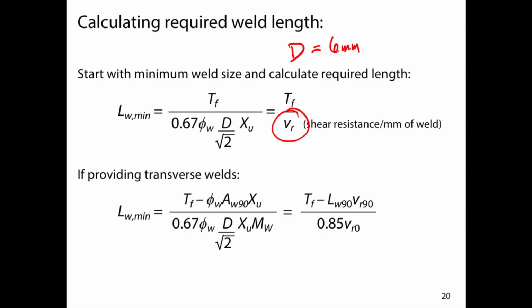Right? That transverse weld is going to fail first. The stress on the longitudinal welds will not have reached the ultimate strength yet. And so that's what MW is in here for.